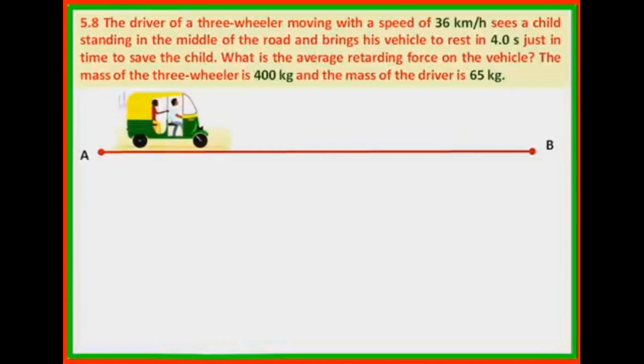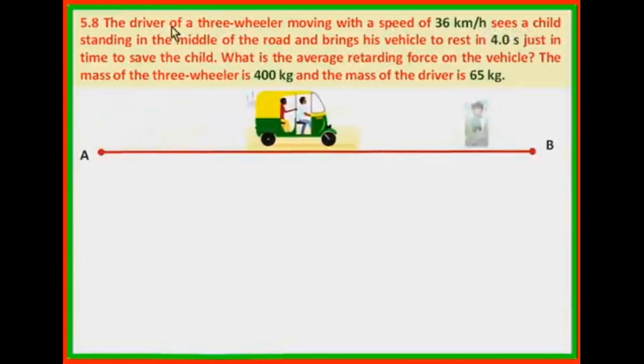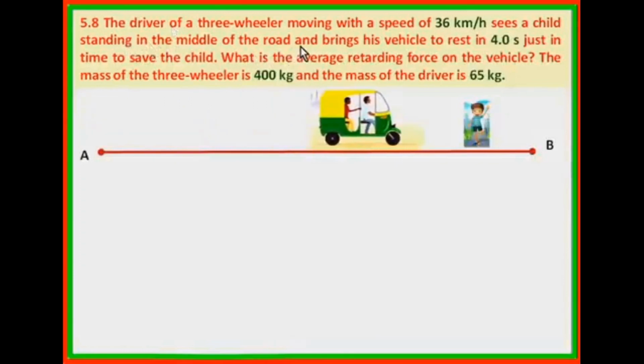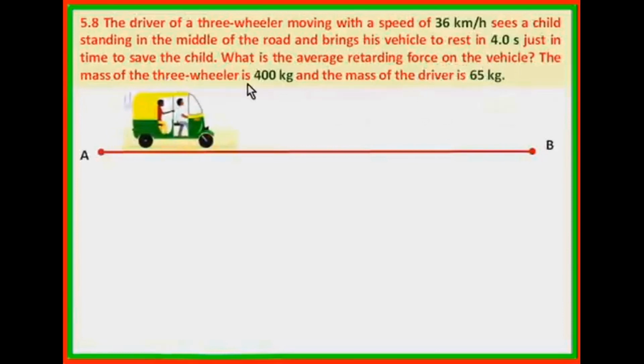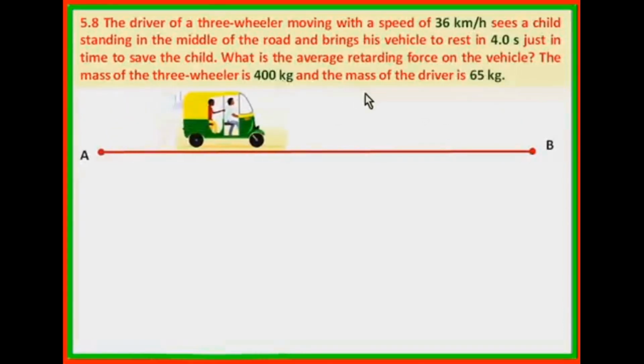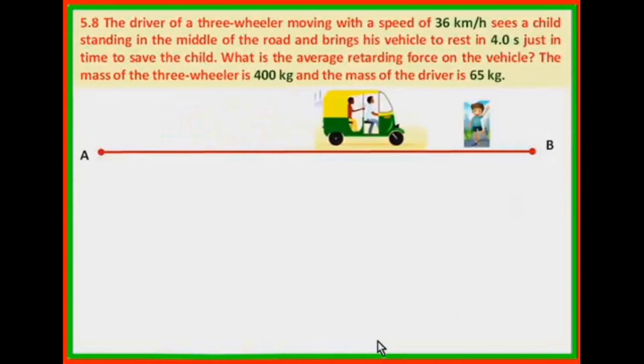Question number 5.8. The driver of the three-wheeler moving with the speed of 36 km per hour sees a child standing in the middle of the road and brings his vehicle to rest in 4.0 seconds in time to save the child. What is the average retarding force on the vehicle? The mass of the three-wheeler is 400 kg and the driver is of 65 kg.